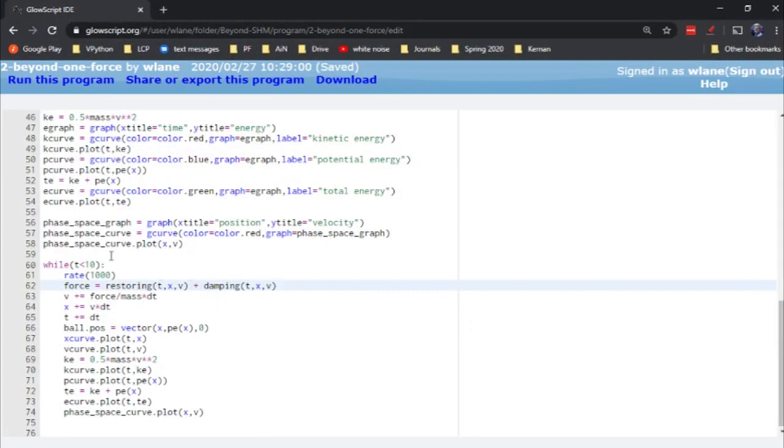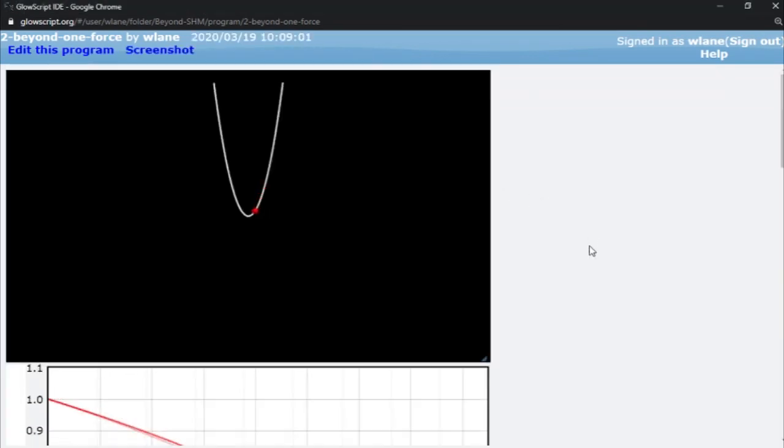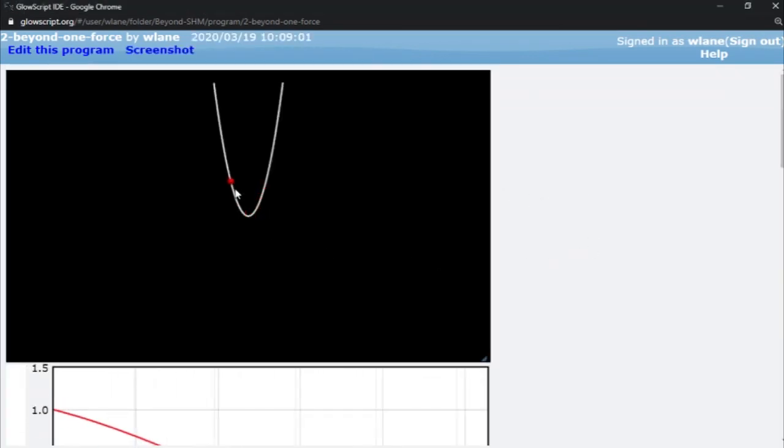Let's do a couple things. First, let's have this go out a little bit farther in time. Let's have it go for 10 times as long. And let's make it go a little bit faster just so we can watch what happens a little bit better. Let's leave the damping force weak, though. We'll increase that in a little bit. So let's watch what happens here.